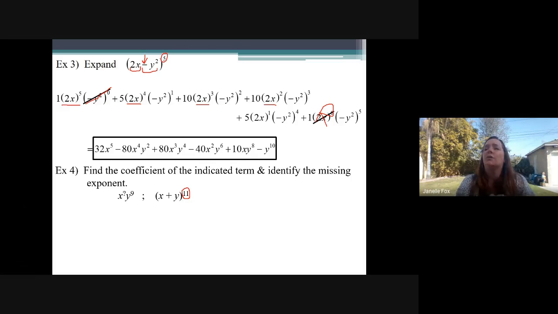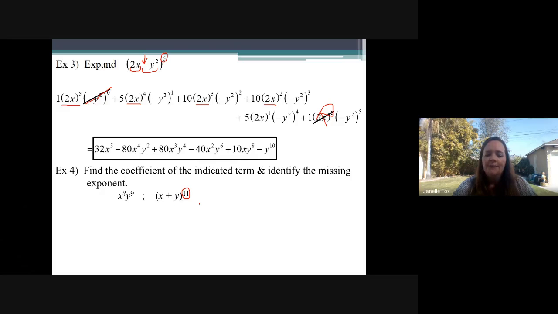Instead, we're just going to find one of the terms. It's not asking us for the whole thing. It just says find the coefficient of the indicated term and identify the missing exponent. So let's go find just that term. Okay, we have just x to the first power and just y to the first power, and we're raising it to the 11th.